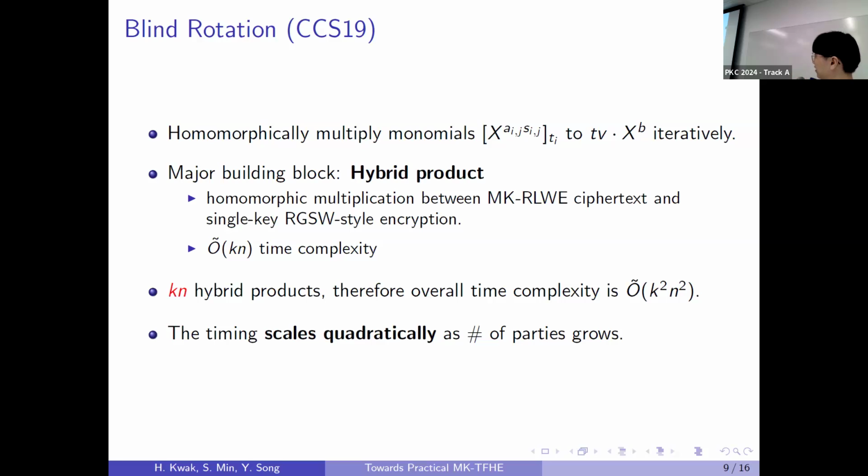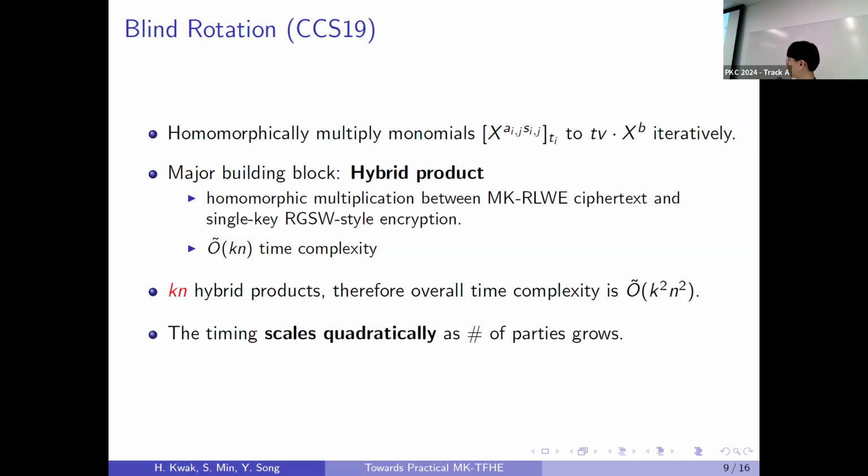In CCS 19, we perform blind rotation very similarly to the single key blind rotation. So we homomorphically multiply monomials x to the a_ij s_ij to the test vector iteratively. But note that s_ij is secret information which is only known to the ith party, so it should be encrypted under the ith secret key t_i. So what we need here is a multiplication algorithm which can multiply a multi-key ciphertext and a single key ciphertext. So the authors constructed a new algorithm called the hybrid product in CCS 19.